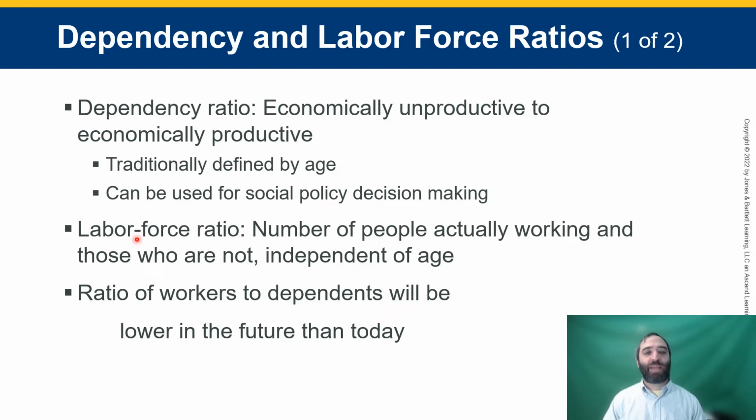And then there's a labor force ratio, and this is a little bit more accurate because it actually looks at the number of people who are working and compares those to the people who are not, and it's not about age. There are some 83-year-old people who are working, or 85 or 90-year-old people who are working, and there are some 30-year-old people who are not working. So a labor force ratio is probably the better thing to look at in terms of knowing, are we going to be okay? Are we going to have enough goods and services to provide for everybody that needs them?